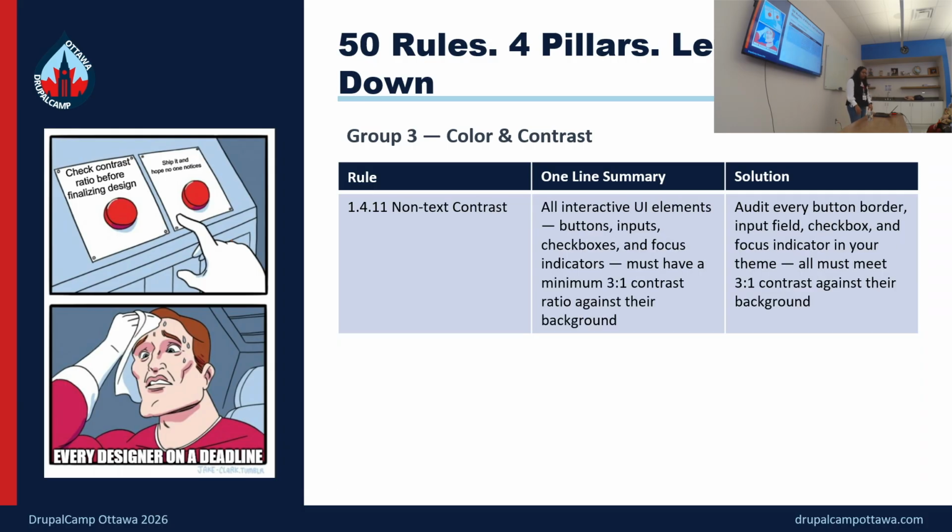Group 3 again, the next one is 1.4.11, non-text contrast. All the interactive UI elements, for example buttons, radio icons, checkboxes, focus indicators, must meet a 3:1 contrast ratio against their background. Solution is simple. Audit every interactive UI component, and make sure that they're matching this ratio.